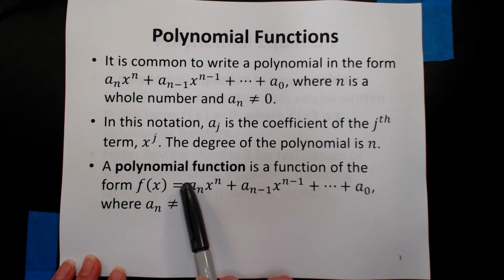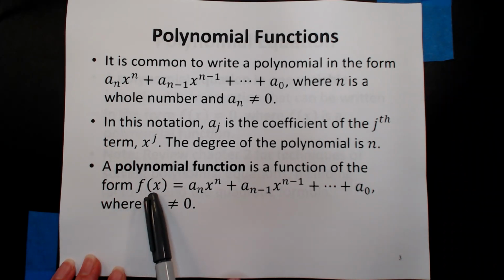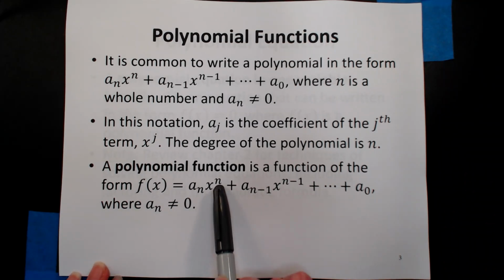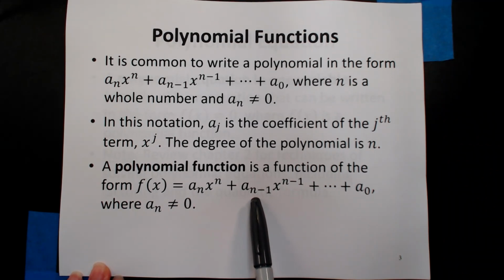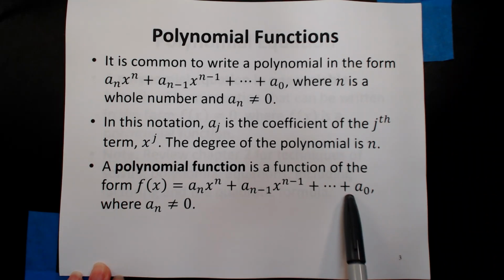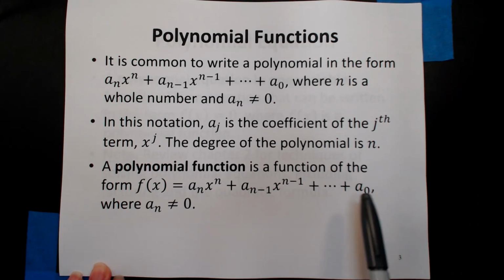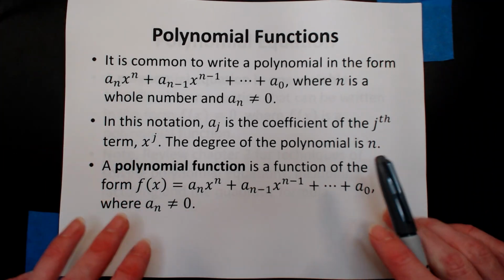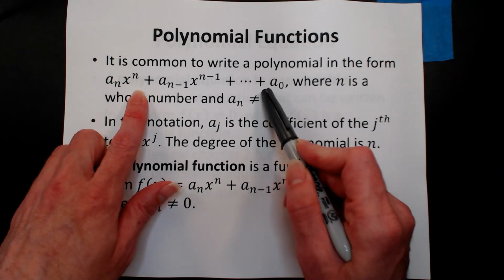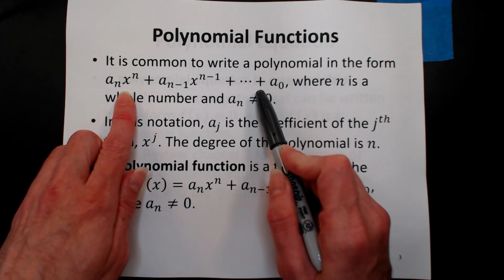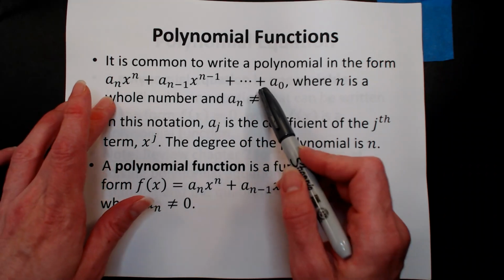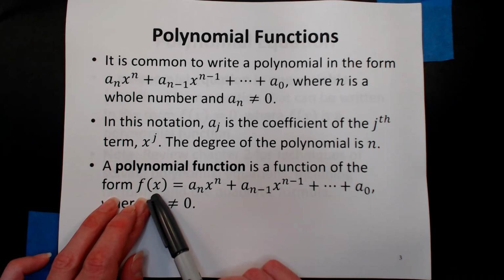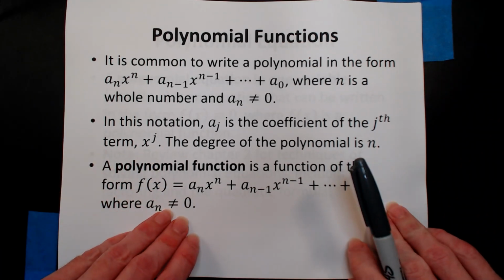A polynomial function is a function of the form f of x equals a sub n x to the n plus a sub n minus 1 x to the n minus 1, all your intermediate terms counting down to a sub 0, where the leading coefficient a sub n is not equal to 0. So once again, general form of a polynomial. It looks really messy, but it's just to hold a general spot, a placeholder for when we actually write the real polynomial that we're looking at. And then if we put f of x equals that, it becomes a polynomial function.